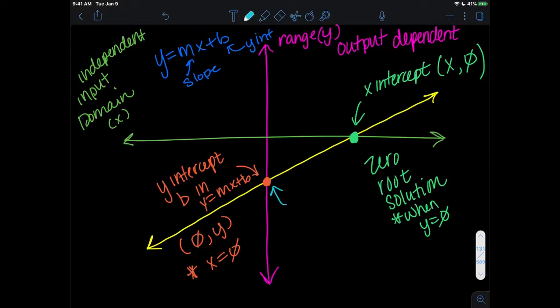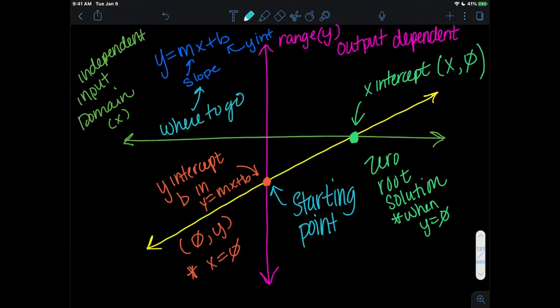So for example, if we have y equals 2x plus 5, 5 is going to be where I start, okay? Always my starting point, always. Now, the great thing about the slope is this tells me where to go. If you change it into a fraction, the top part tells you do I go up or down. Bottom part tells you right or left.